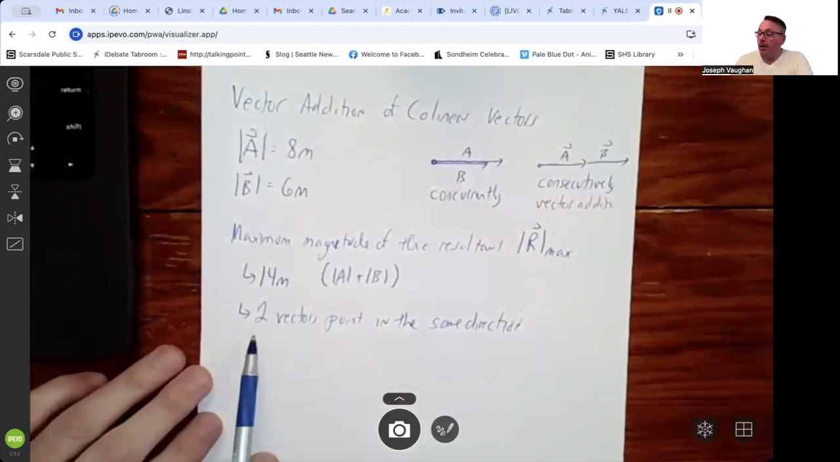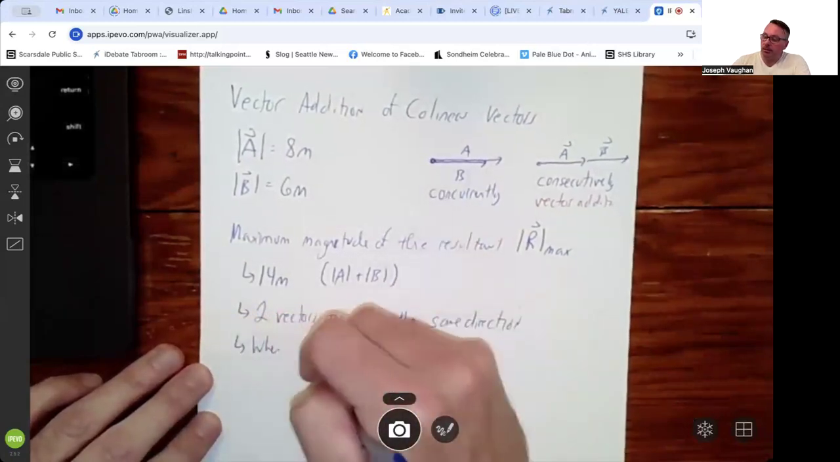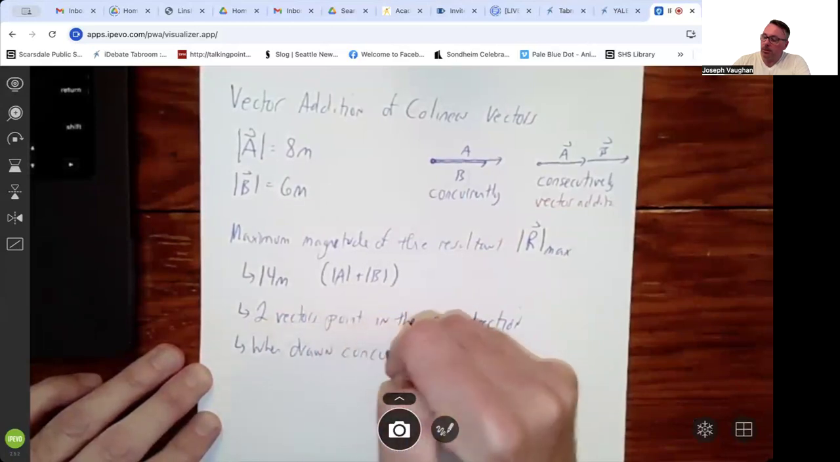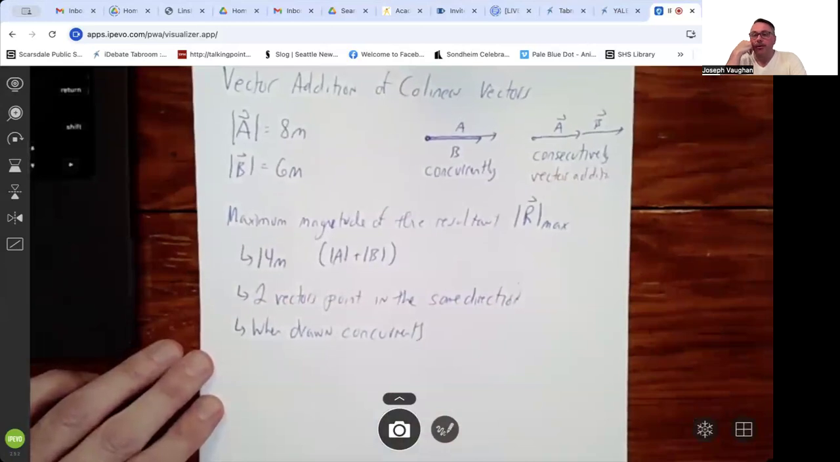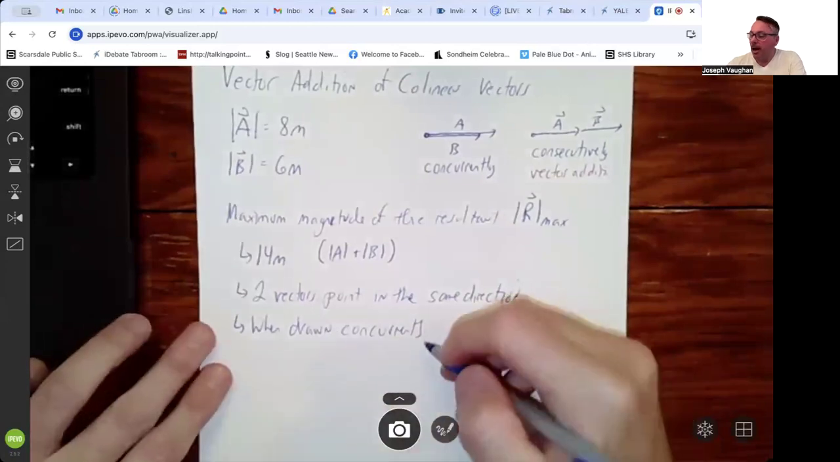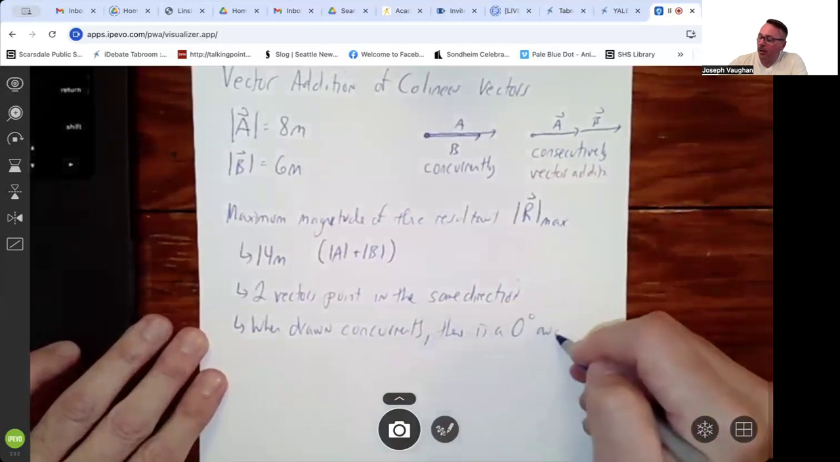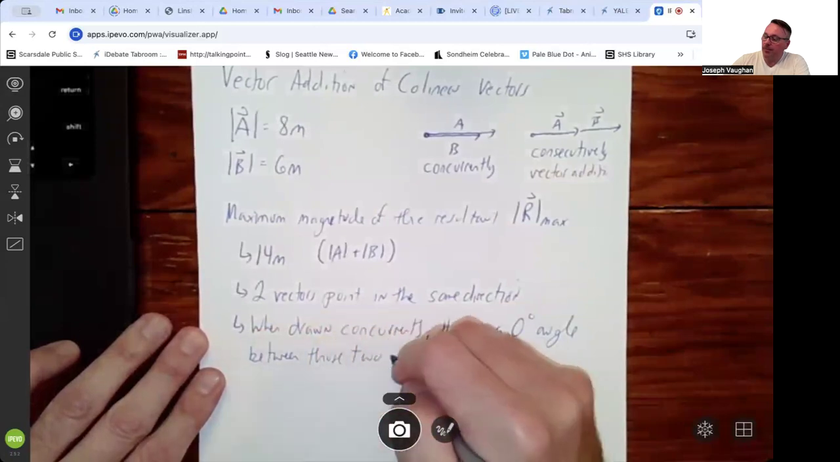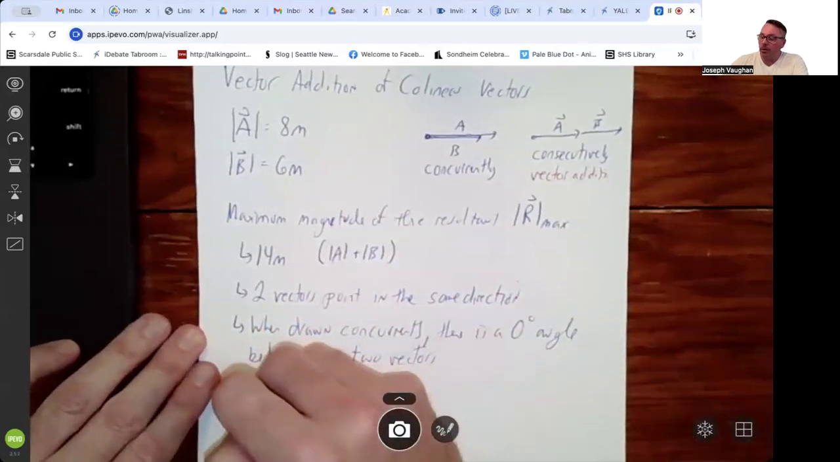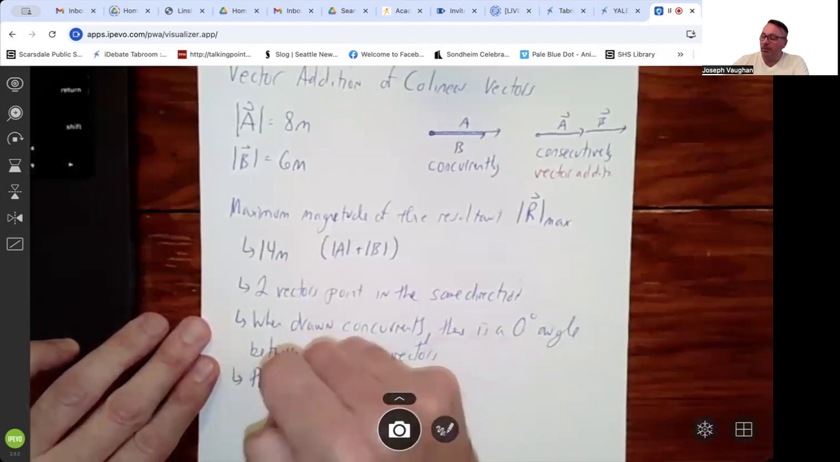So here we have two vectors pointing in the same direction. When drawn concurrently, what is the angle between those two vectors? Hopefully you're looking at this, saying they point in the same direction, and we would see that there is a 0-degree angle between those two vectors. And that's a way of talking about it. There's a word that means there's a 0-degree angle between two rays, and I just gave it away. We would say those two vectors are parallel.